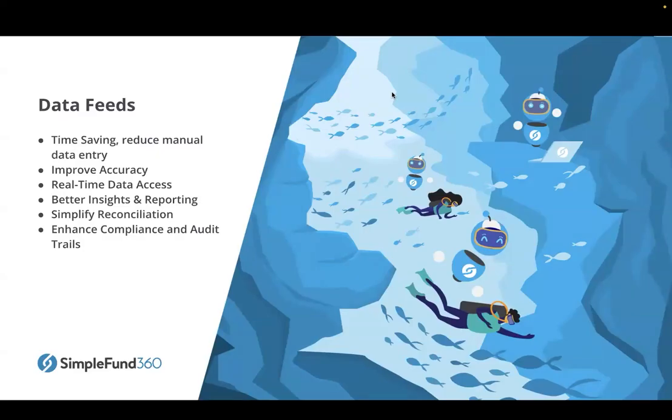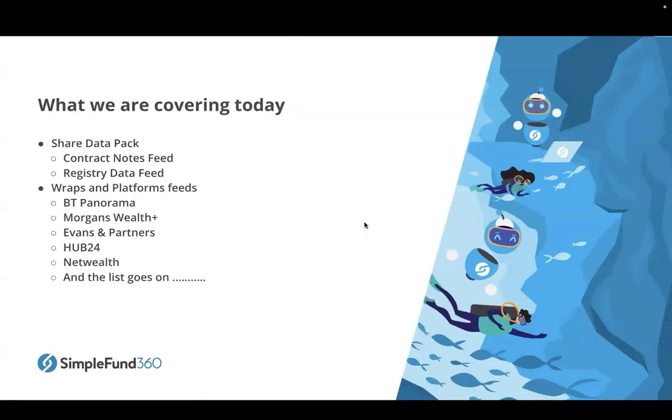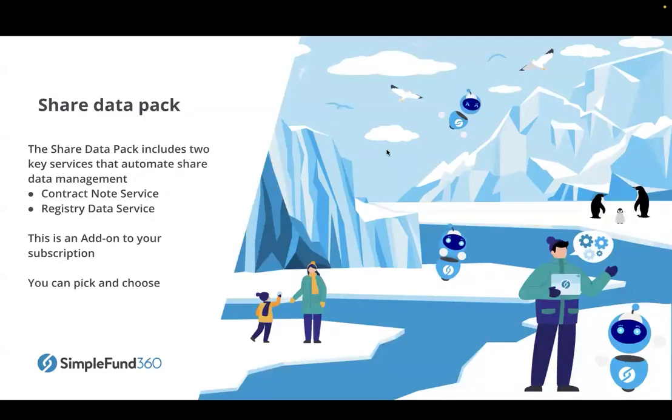So, with all that being said, the two feeds that we'll be talking about today are our shared data pack and our wrap and platform feeds. So wrap platforms being your main providers, BT, Panorama, Morgans Wealth, and the list goes on. And we'll show you a list of all the ones that we do support within the software. So we'll start with this shared data pack itself. Now, what is the shared data pack? Some people get confused at the difference between the shared data pack, contract note service, and the registry data service.